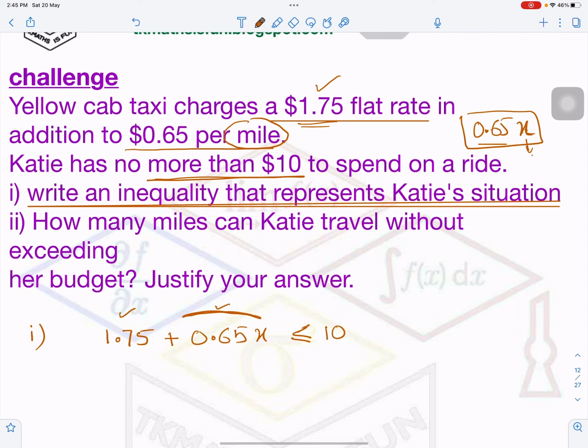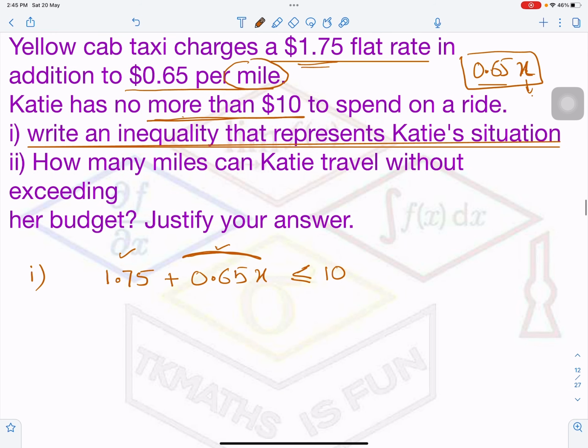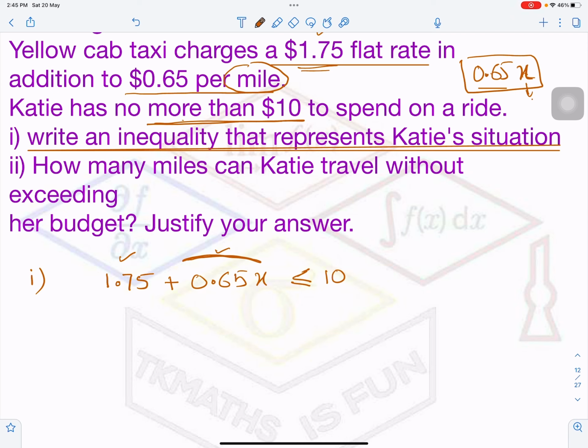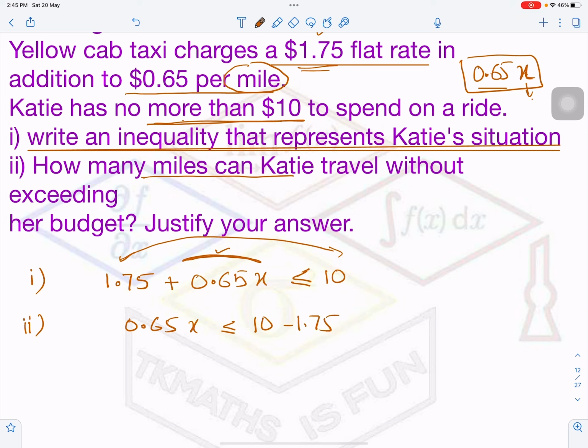Now do you know why I'm writing equal also here? Because it is saying not more than. It means it could be 10. Okay, so now if I solve it, this is part 1 because I have to express the inequality. For part 2, I have to find out how many miles she can travel within her budget. So now I have to find the value of x. So let's solve it. I will take 1.75 to the other side. So 0.65x is less than or equal to 10 minus 1.75.